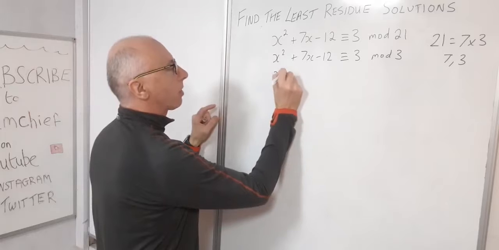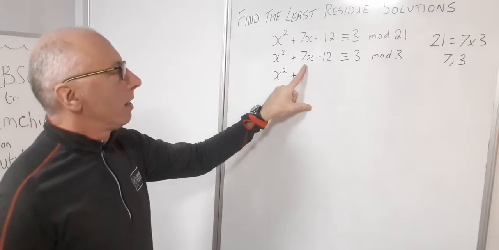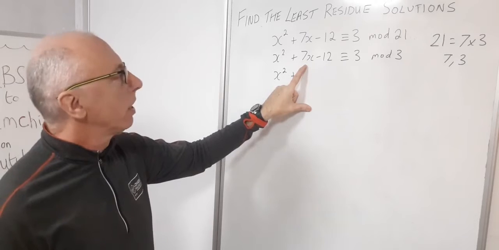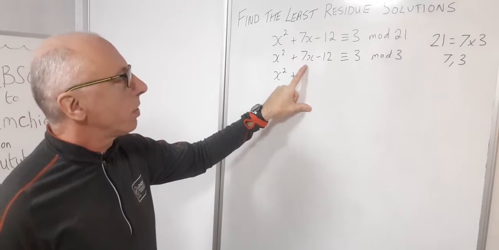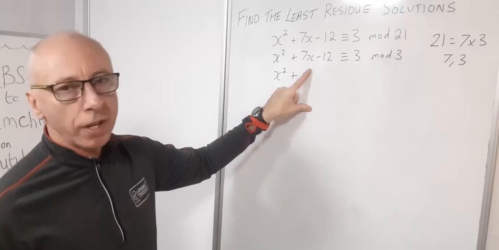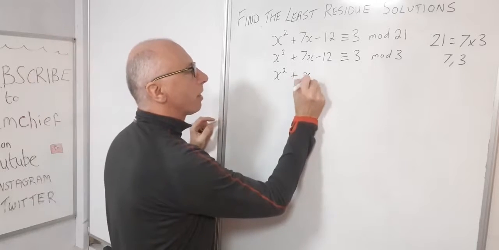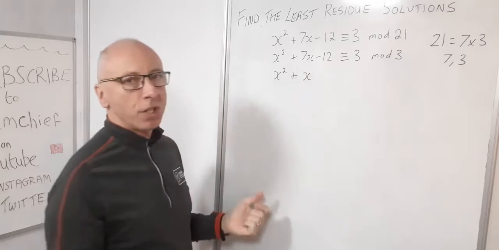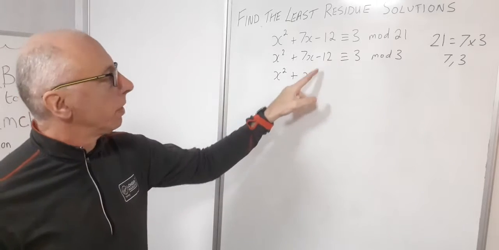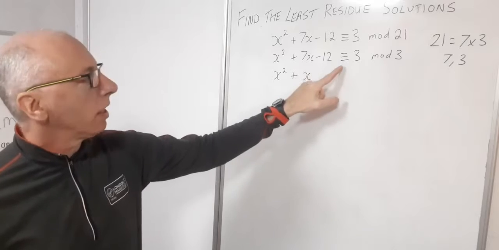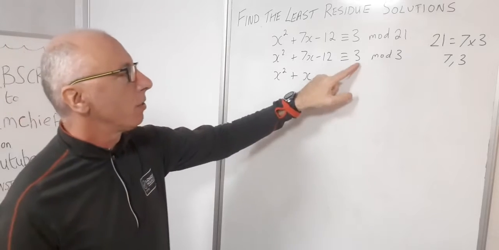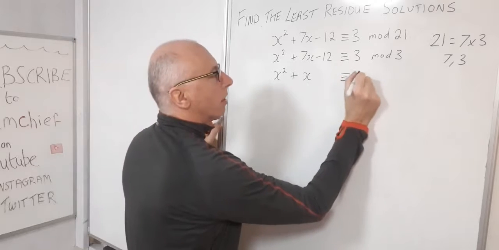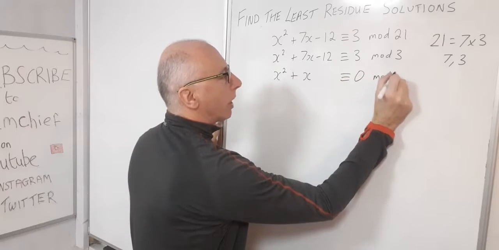So now we're left with x squared. So 7x, we can change this modulus 3. So 4x is congruent with 7x modulus 3, and so is 1x. So we can change this to x. And minus 12 modulus 3 is congruent to 0. So this term here can completely disappear, as can this 3. So 0 is congruent to 3 modulus 3. So we can change this into this format.